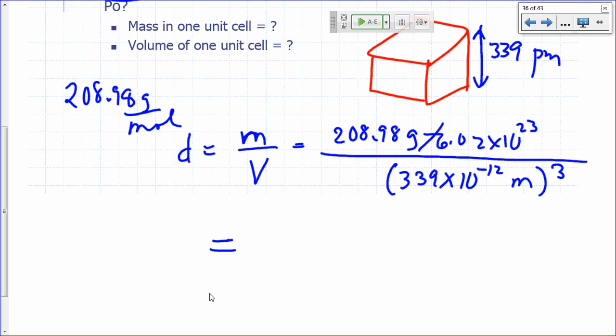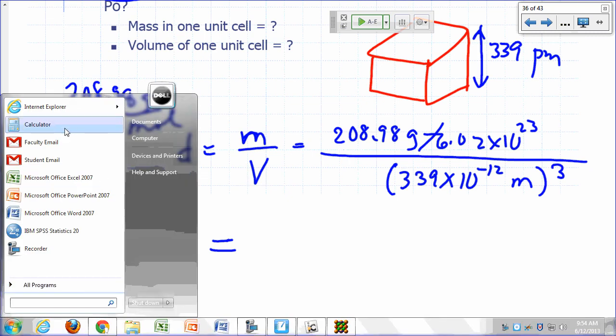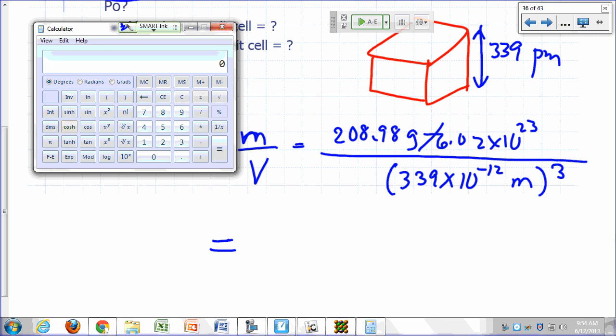Density would be, calculator, 208.98 divided by 6.02 times 10 to the 23rd divided by parenthesis 339 times 10 to the negative 12 close parenthesis.